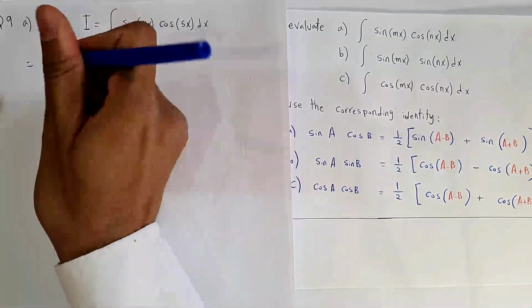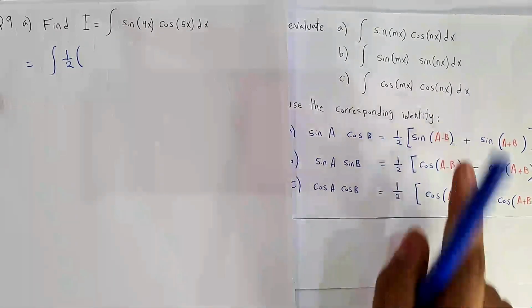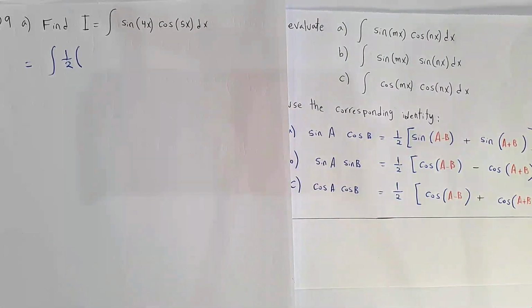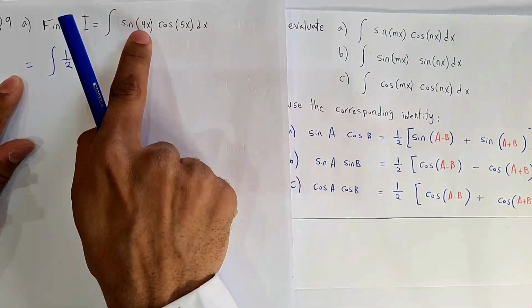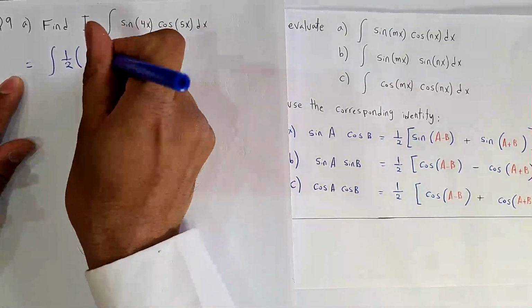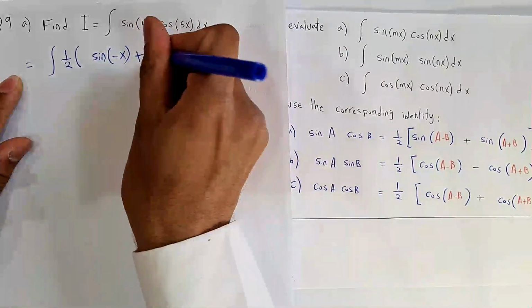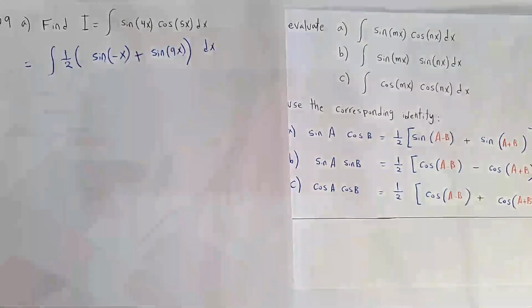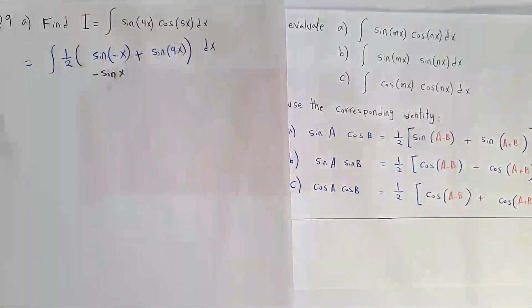So simply I will say integral of half. I am not integrating yet. I am just writing the formula. It is sine A minus B. Look here. The formula is very sensitive. You subtract this way, A minus B. That means we subtract 4x minus 5x, and that is minus x. Then we have a plus, then sine the addition, which is clearly 9x. Let us simplify a little bit. This is minus sine x because the sine function is odd.